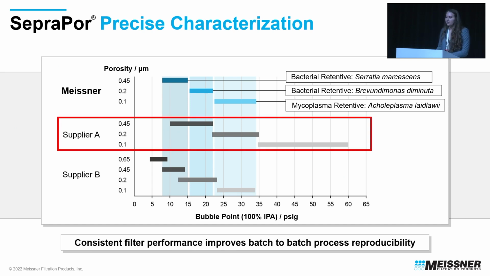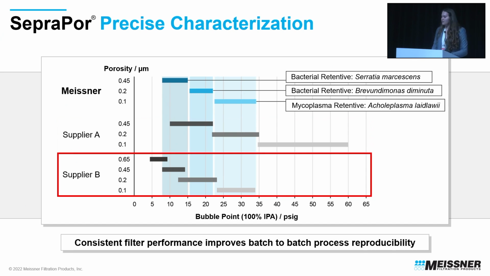If you take a look at supplier A here, you will see that they have comparatively wide bubble point ranges, which insinuates that it would have a wider range of performance for a given porosity. In application, this would make reproducibility in your process more of a challenge. In addition, as bubble point increases, flux decreases. So in an application where you wanted a 0.1 micron membrane for your process, you would expect to see the lowest flux and least efficiency from supplier A, from these specifications.